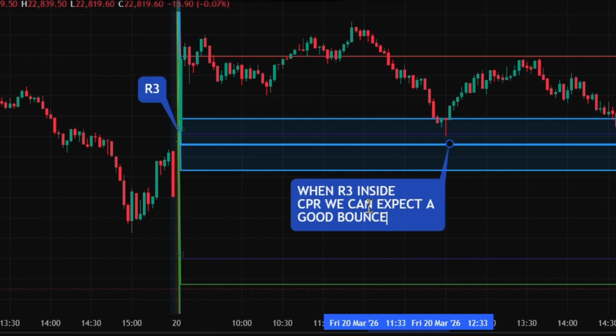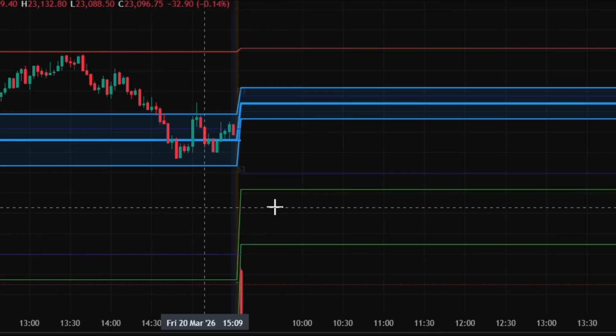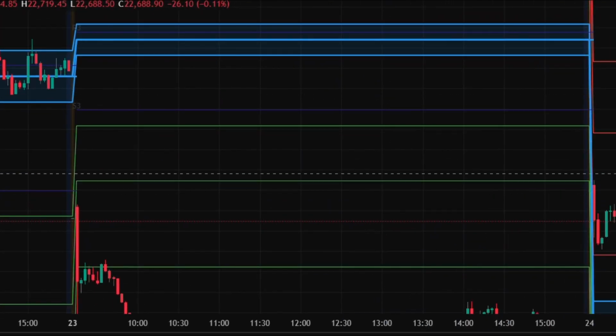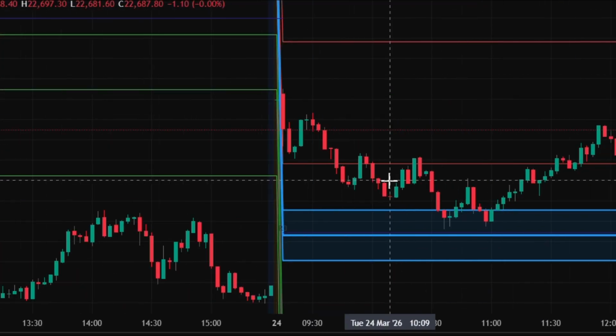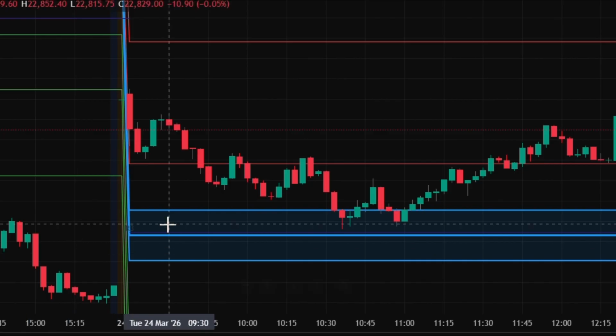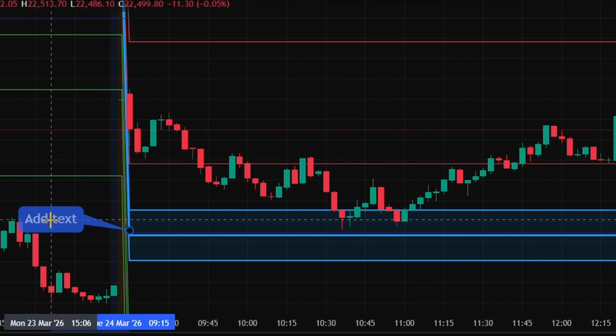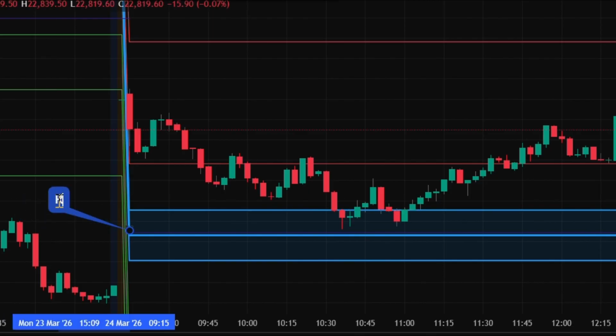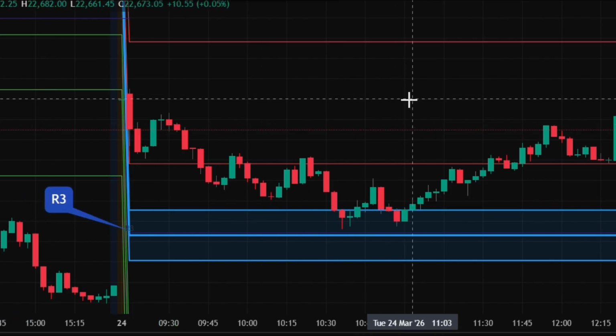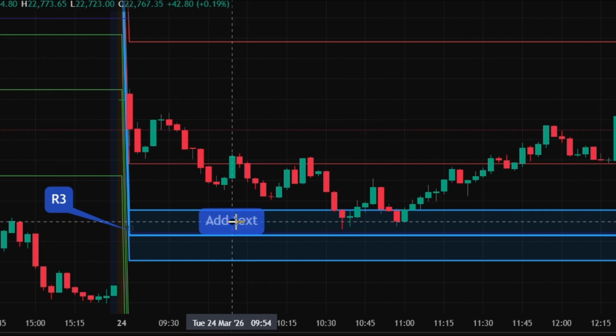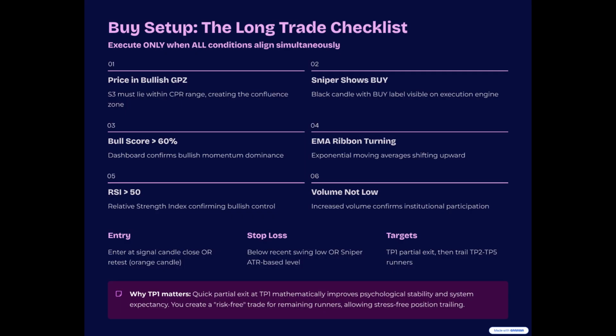There are only two scenarios you care about: bullish GPZ, when S3 is inside CPR. This is where you look for buy opportunities. Bearish GPZ, when R3 is inside CPR. This is where you look for sells. Why does this work? Because this is where retail traders get trapped, and when retail is trapped, smart money steps in. This is not random. This is market mechanics.